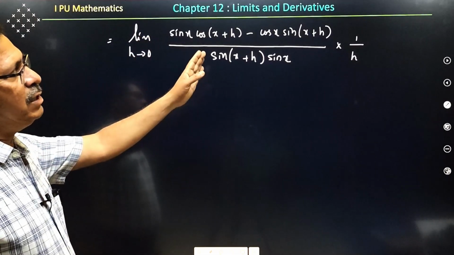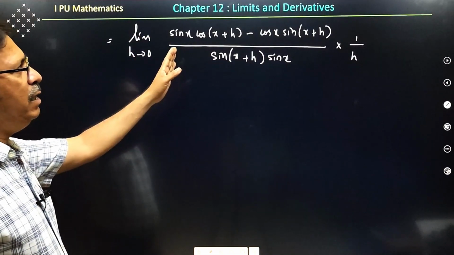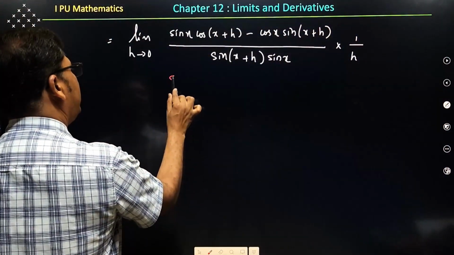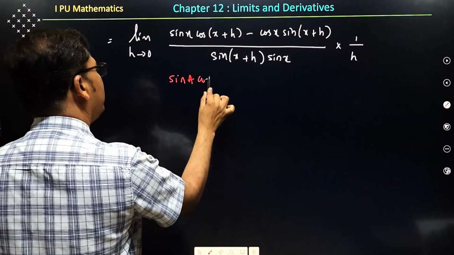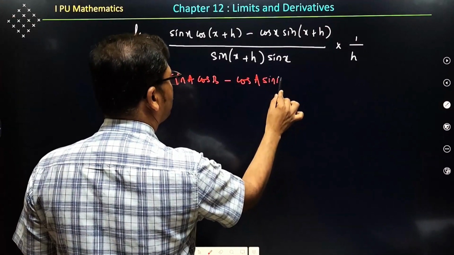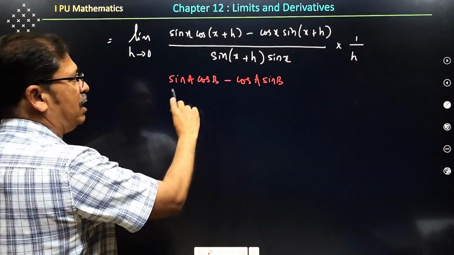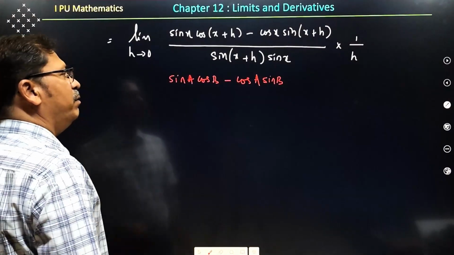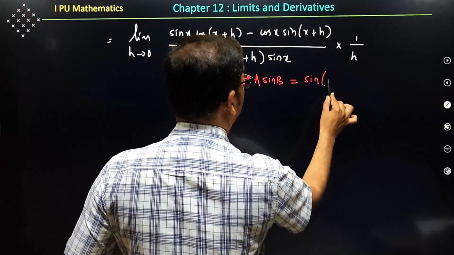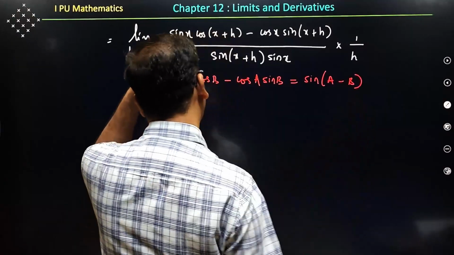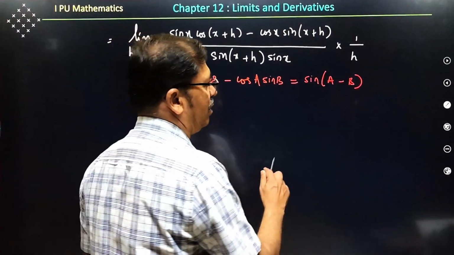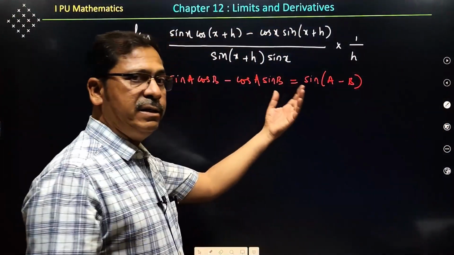Sin a cos b minus cos a sin b. Recall this result. Observe the above step in the numerator; it is exactly this pattern. The formula for this is the compound angle property: sin of a minus b equals sin a cos b minus cos a sin b. So you need to apply the right side formula.